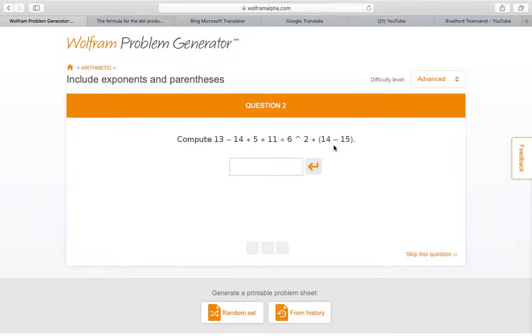Okay, so what comes next? That's going to be the exponent there where it says 6 squared. It's the second one from the right. So we're going to do that next. We're going to get 13 minus 14 plus 5 plus 11 divided by 36. And then we're going to go ahead and simplify that, and plus a negative 1 is a minus 1.